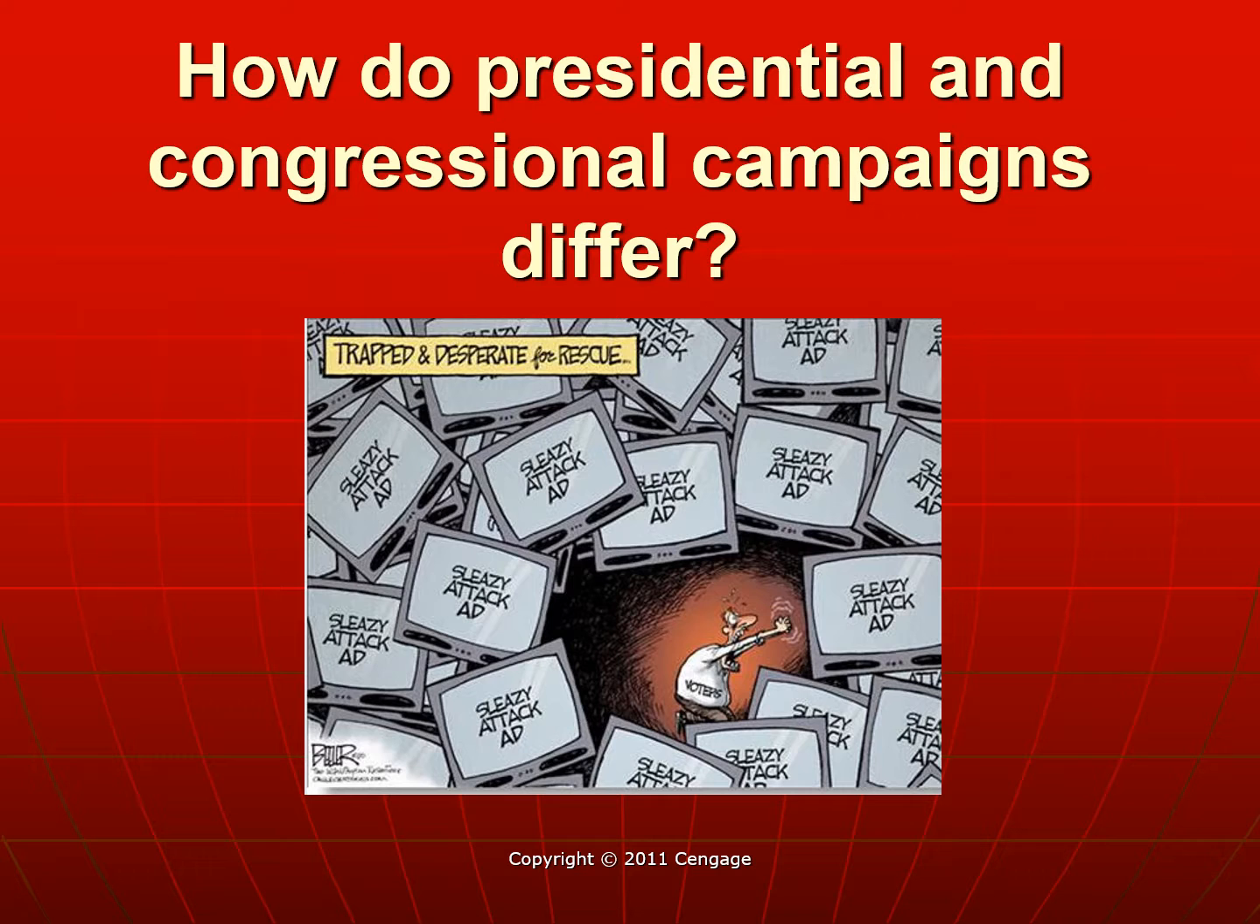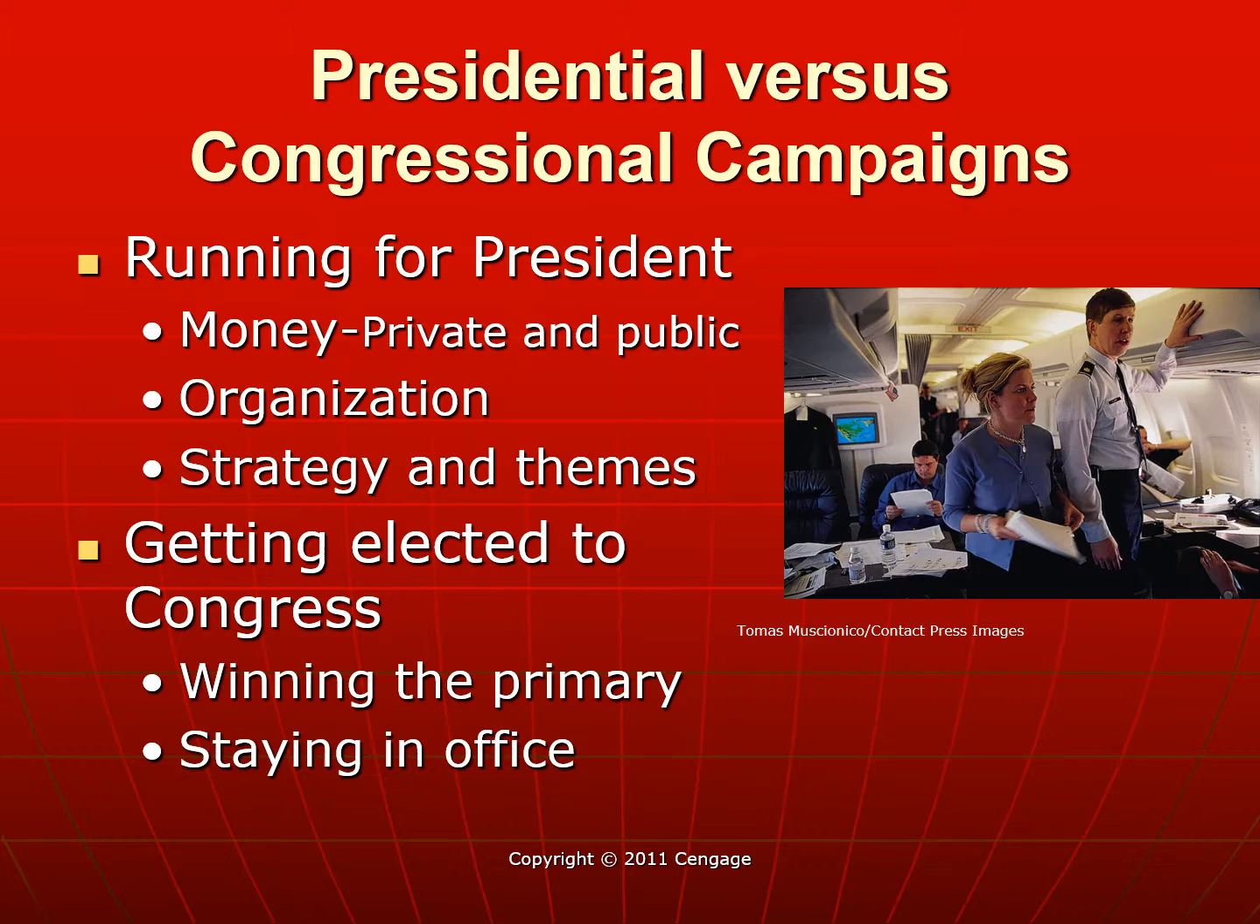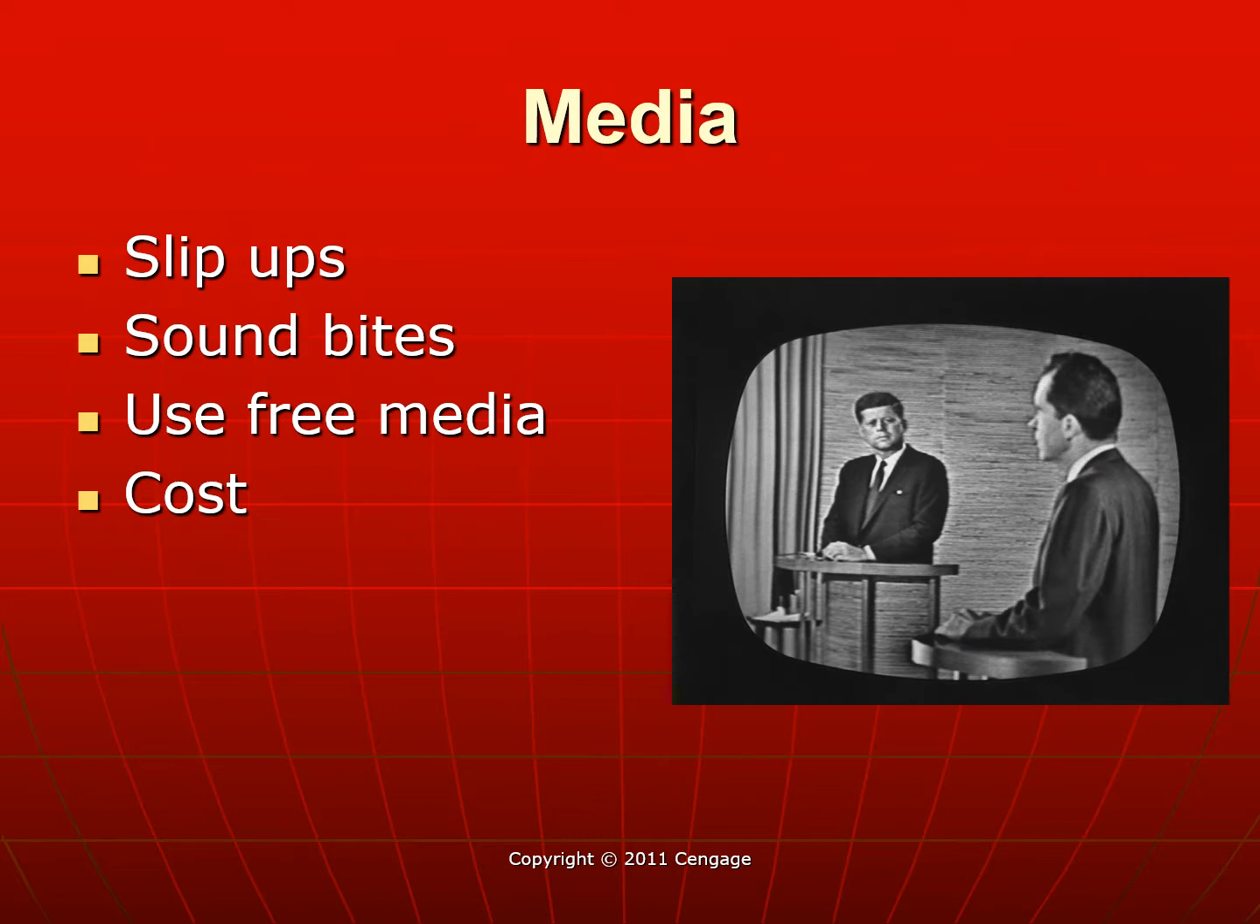How do presidential and congressional campaigns differ? Running for president: money, private and public. Lots of organization, lots of strategy and themes. Getting elected to Congress, you have to win the primary. And it's all about staying in office. Media: we have slip-ups, sound bites, use of free media, and also the cost of the media is very expensive.